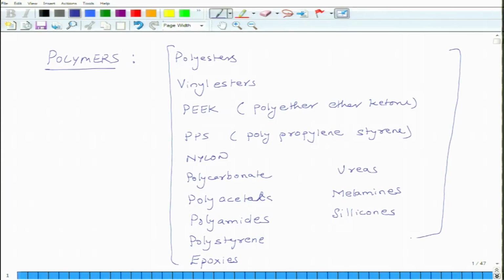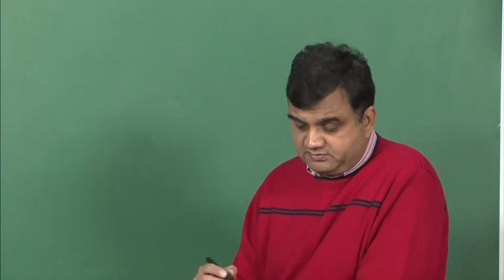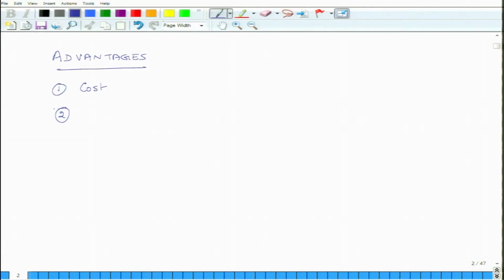Next we look at some of the advantages and limitations if we use polymers as the matrix materials. So let's look at some of the important advantages. So the first important advantage is cost. Compared to other matrix materials which are metal based or ceramic based, polymer based matrix materials are the least expensive. So, this is an important advantage. Second thing is, again, compared to ceramic and metal based matrix materials, these types of polymer based matrix materials are easy to process.